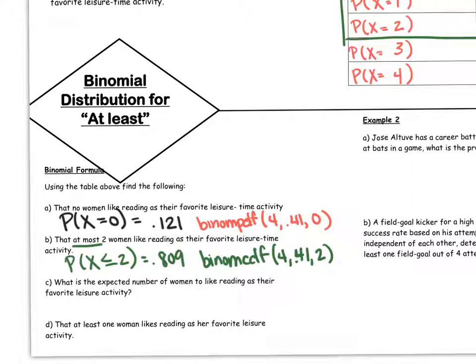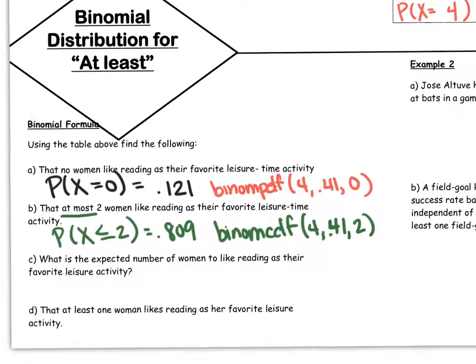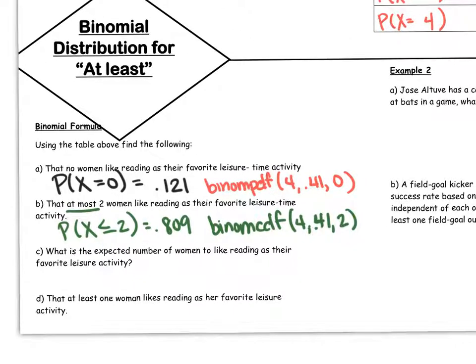The next question says, what is the expected number of women who like reading as their favorite leisure activity? How do you find the expected number? What does it mean to find the expected number? That means find the mean. Good. When you find the expected number, the mean, we call it the expected value of x, like this. It's also mu of x.